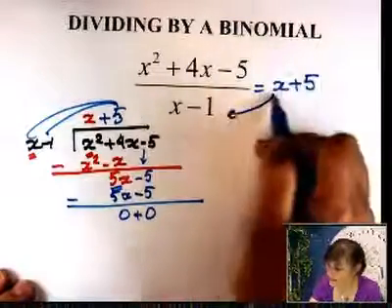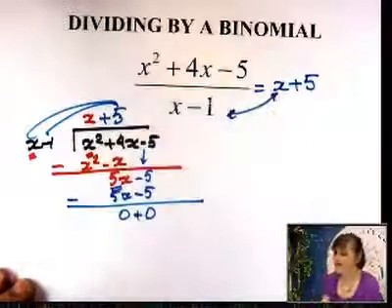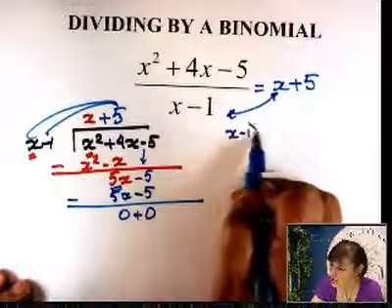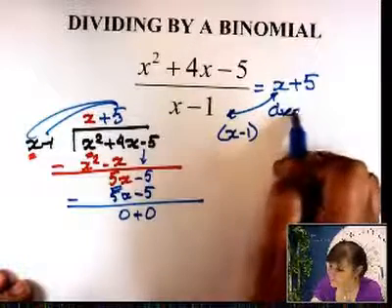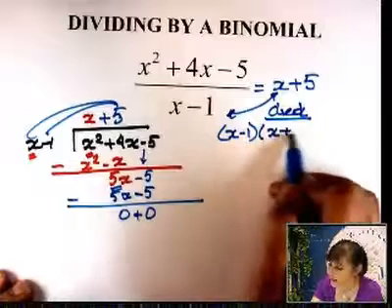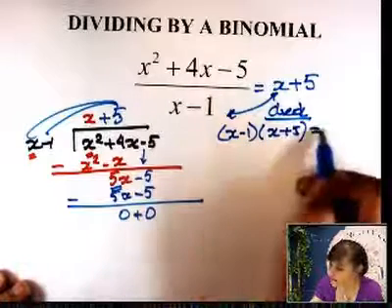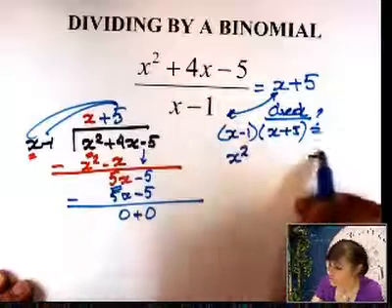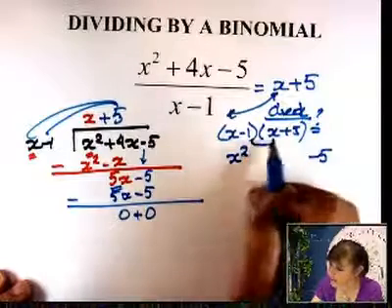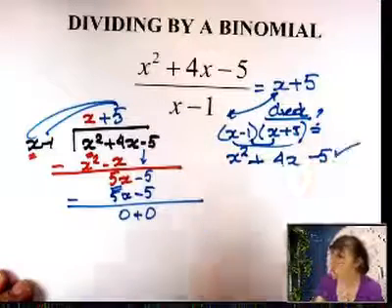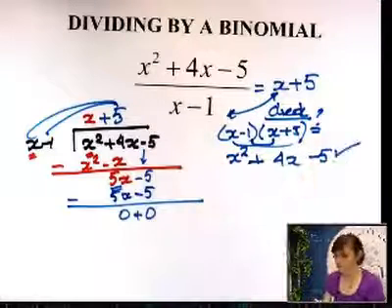You can multiply these two and see if you get that. When you FOIL it, x times x, this is the check. X times x is x squared. And the last one is negative 5. Let's look at the middle term. Negative x plus 5x, that's plus 4x. It looks like it checks out very well.